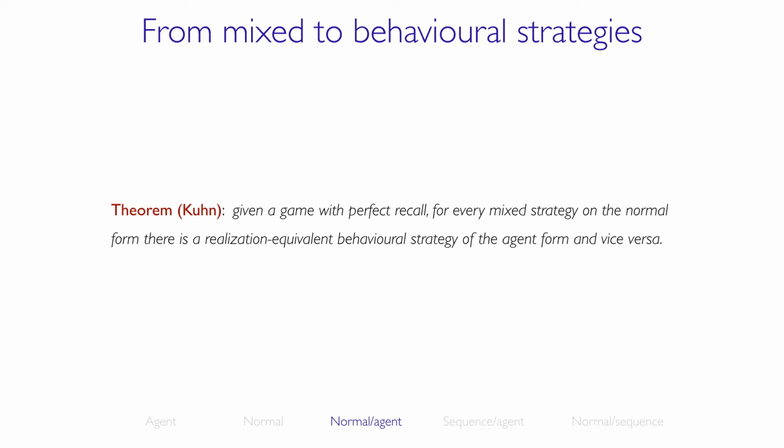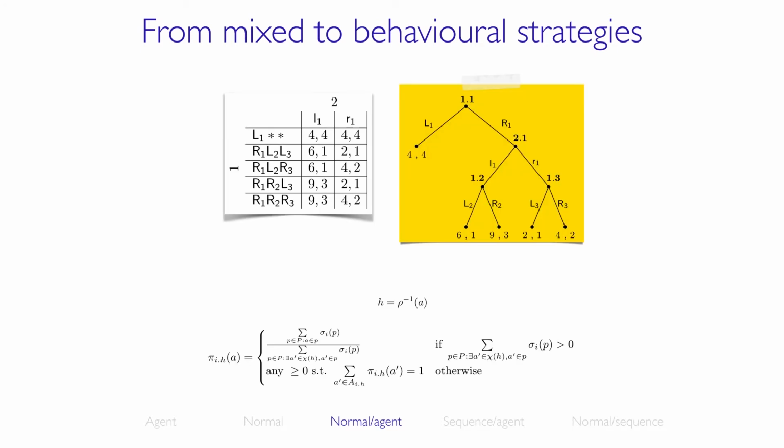Now we focus on the relationship between mixed strategies in the reduced and normal form and behavioral strategies. Kuhn assures that, given a game with perfect recall, for every mixed strategy on the normal form, there is a behavioral strategy that is realization equivalent. In the slide, given a mixed strategy defined in the reduced and normal form, we provide a realization equivalent behavioral strategy.